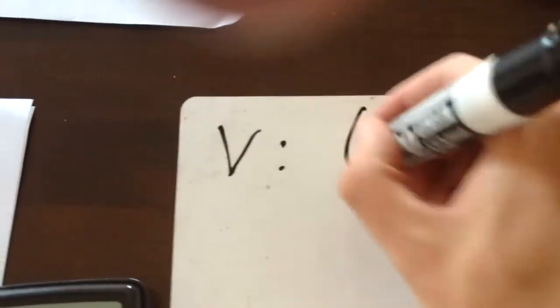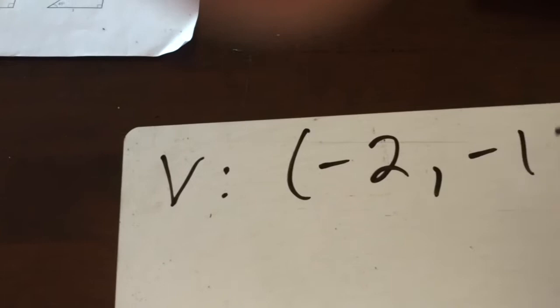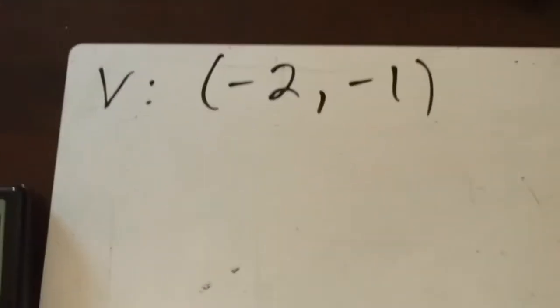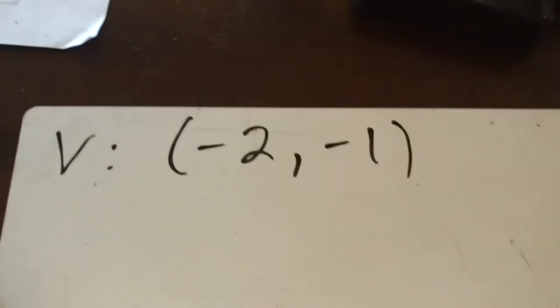So I will just record that up at the top here. If I just erase the whole board as we go. So the vertex v is -2, -1. And we're going to hold on to that information for a little bit here. It'll be very useful in a moment.